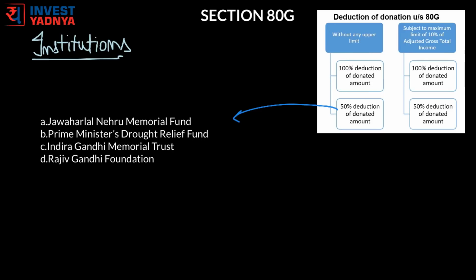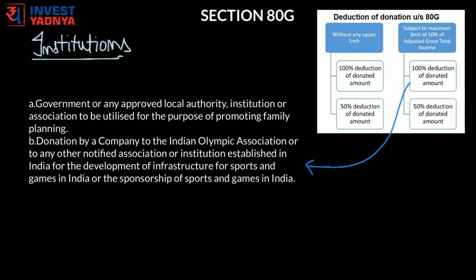Institutions whose donations qualify for 50% deduction without any upper limit are these. So here, taking the previous example, if you donate rupees 10 lakhs, you will get a tax deduction of only rupees 5 lakhs out of it, and for the rest of the 5 lakhs you will have to pay the tax. Now here are donations which qualify for 100% deduction subject to 10% of adjusted gross total income. So here you will get 100% deduction but subject to a limit as discussed before. And these are the two types of institutions.